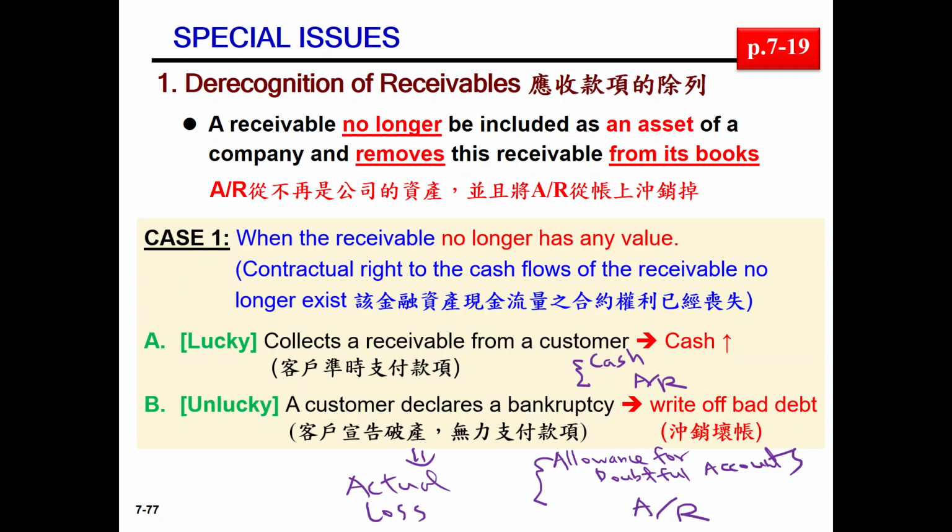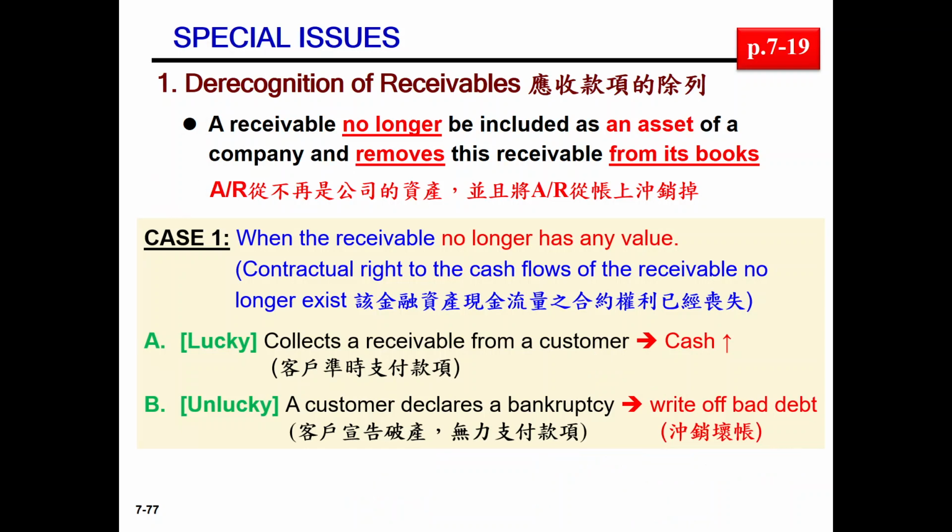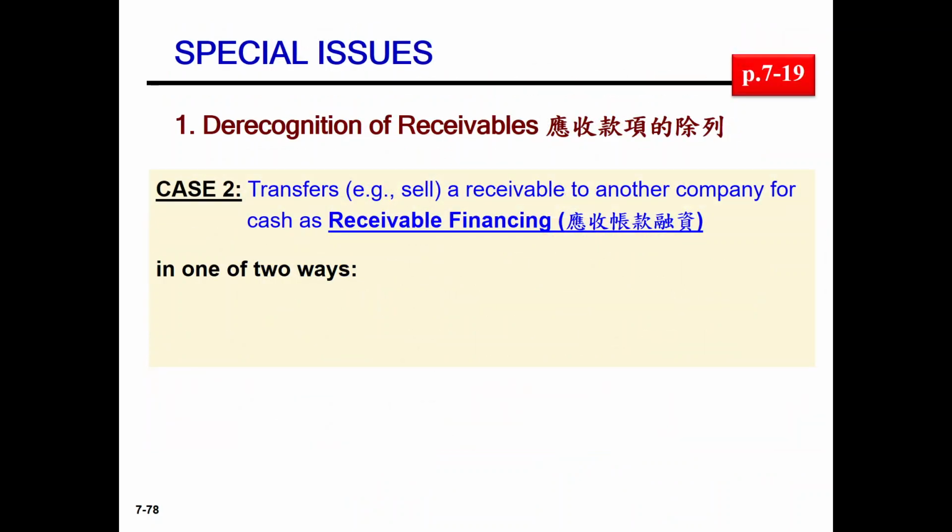Second case is what? It's not because of customers. It's because you want to sell your receivables to others. So second case, when we want to sell receivables to other companies, then we mention receivable financing. So receivable financing means what? We give receivables to other companies. Why? Because we need the money. We want to get the money, okay?